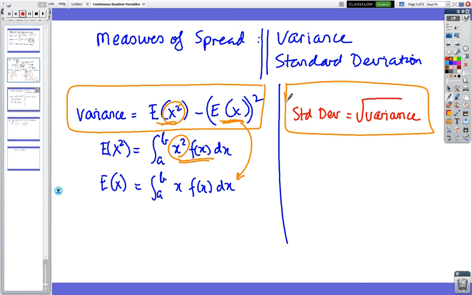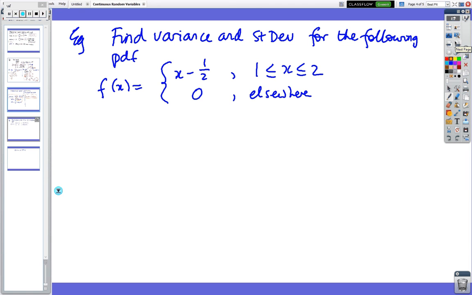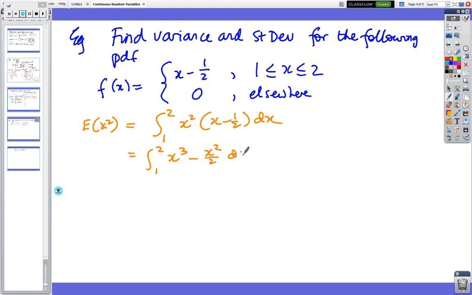So next example we'll be looking at that. So copy across when you're ready. Okay, so find the variance and standard deviation for the following. Okay, so E(x squared) will be the integral from 1 to 2 of x squared times (x minus a half) dx. So we've got a bit of maths to do. From 1 to 2, we've got x cubed minus x squared on 2 dx.